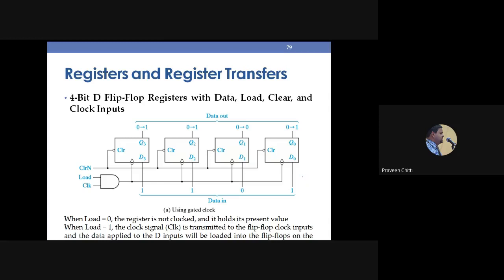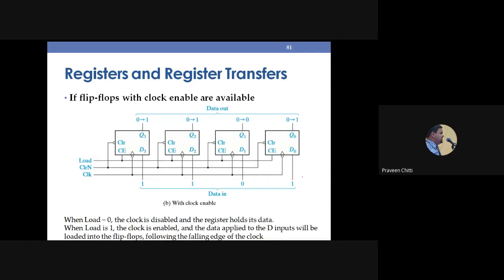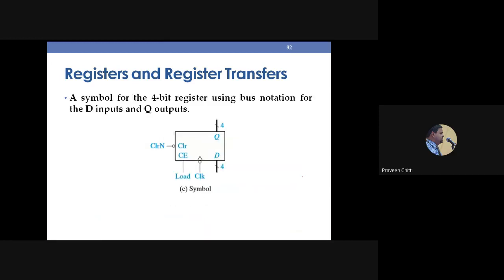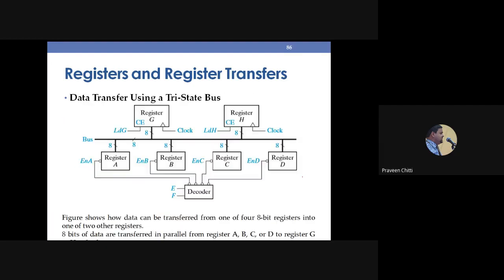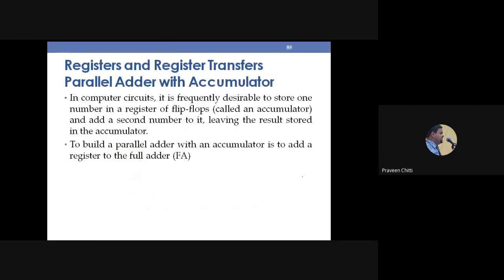We are going to discuss this simple register implemented using a D flip-flop to store the data, having a load facility, right? Then how we can implement the same thing with the enable signal, then the symbol of the 4-bit register, then data transfer between different registers. These are just examples for the simple register.